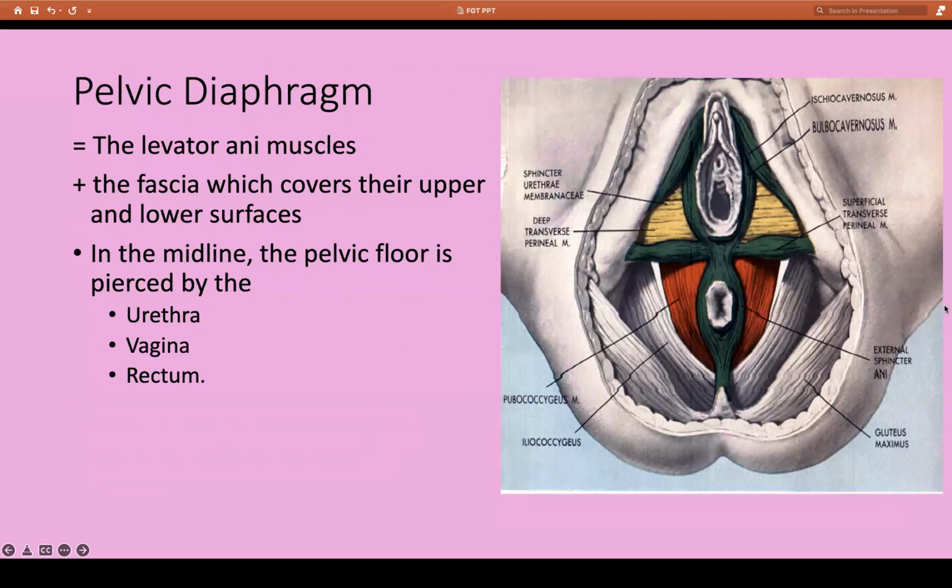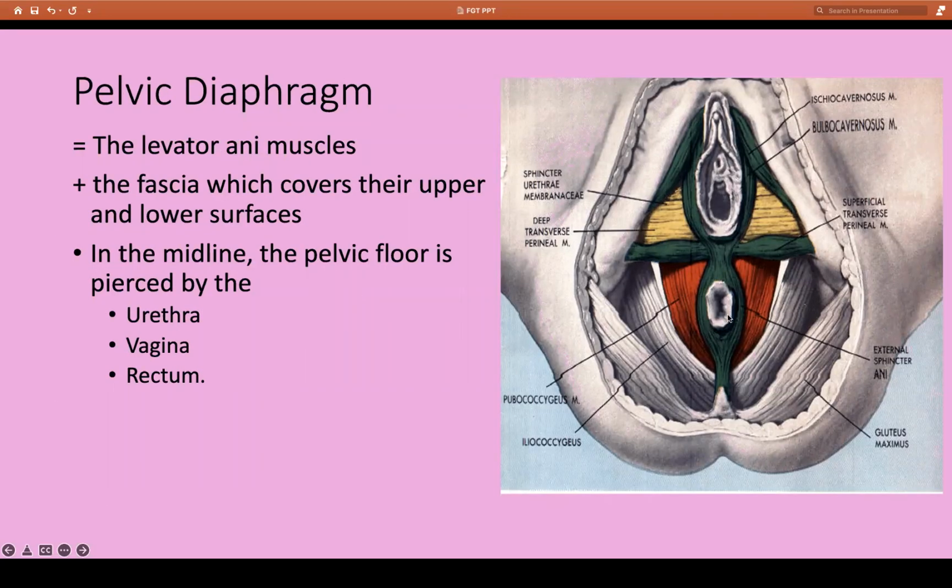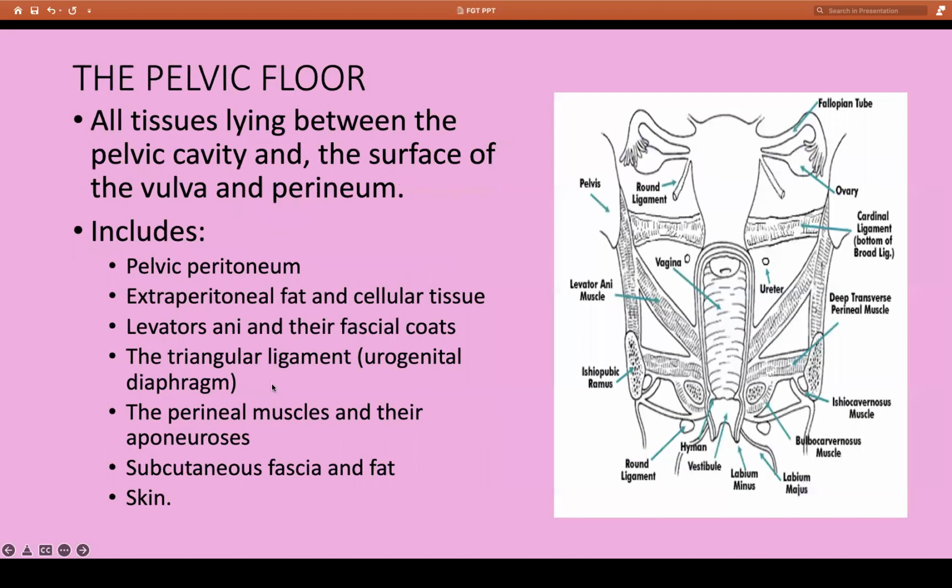The pelvic diaphragm is made up of the levator ani muscle and the covering fascia above and below. In the midline, it is pierced by the urethra, vagina, and rectum or anal canal.